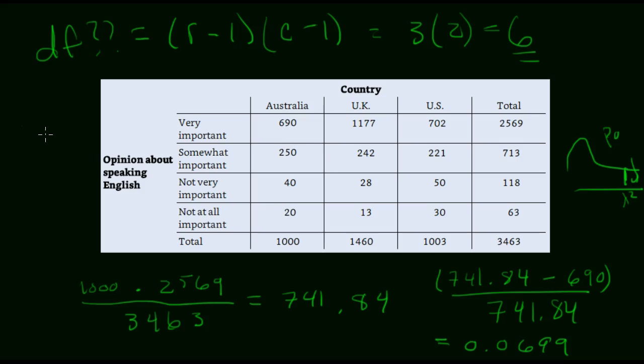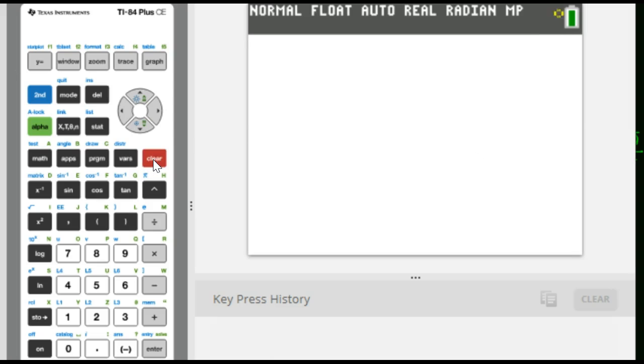I have to know the number of rows. The number of rows is 4. I have to know the number of columns. The number of columns is 3. And I'm going to use the matrix functions on the calculator to help me here. So let me bring up my calculator. All right, so let me clear everything out of here.